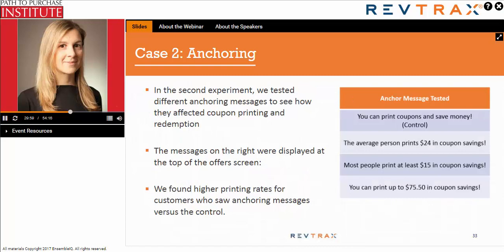The second anchoring experiment that I'm going to briefly discuss is where we actually inserted an anchoring message for consumers. We randomized the consumers into 4 groups. The control just saw a simple message that says you can print coupons and save money. And then the other 3 groups saw a message that had dollar amounts, and we saw clear evidence that the anchoring messages relative to control perform much better, especially the last one with the highest dollar amount.